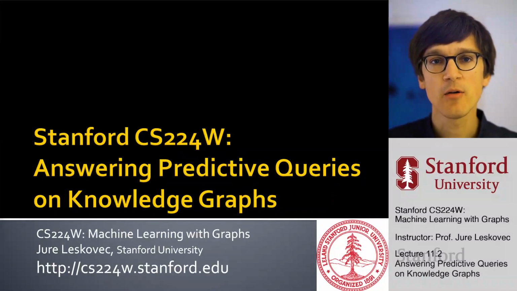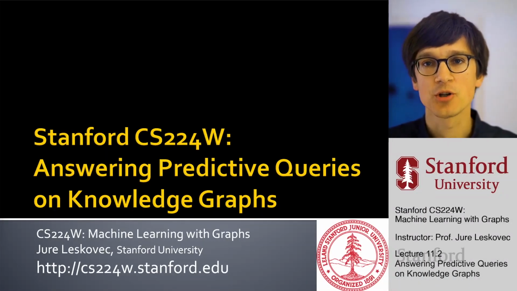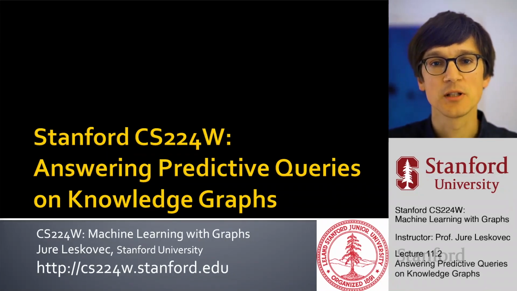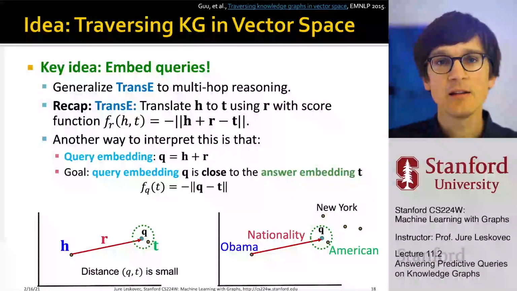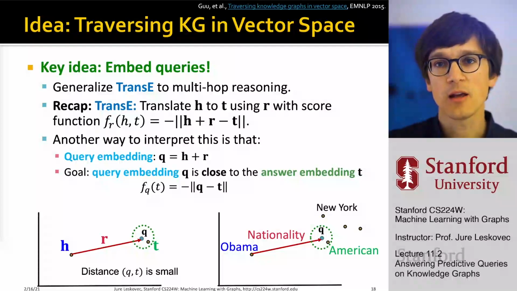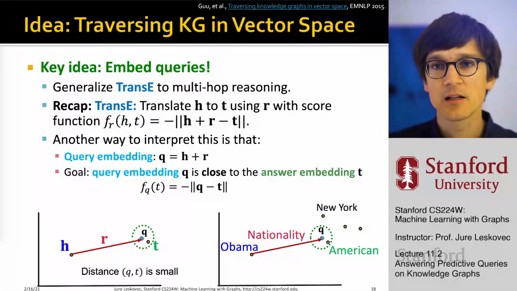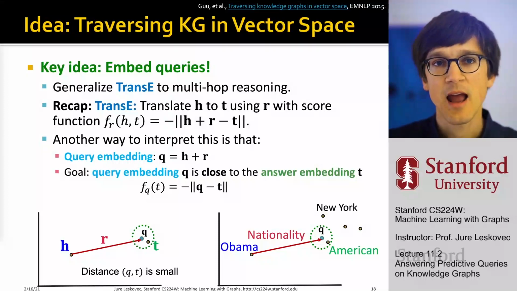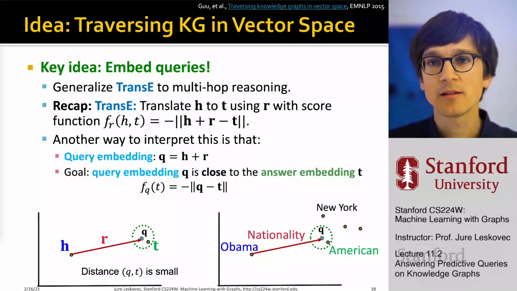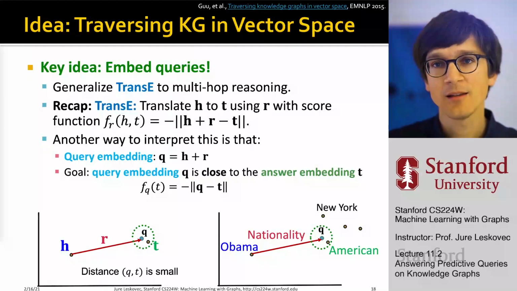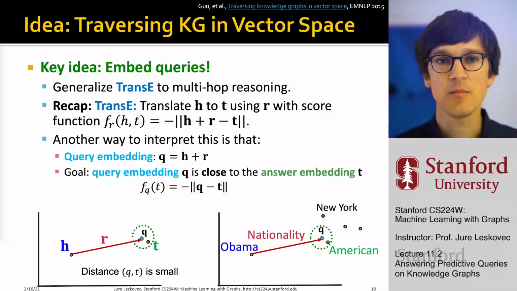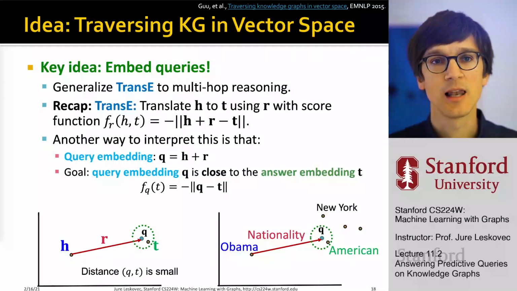So how are we going to predict the answers to a given query on a knowledge graph? This is what we are going to discuss next. The key idea is that we want to take advantage of the structure of the underlying embedding space. The idea is that we want to embed queries. And you can think of this as a generalization of the TransE method that we talked about last time.